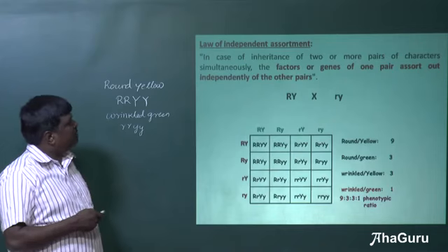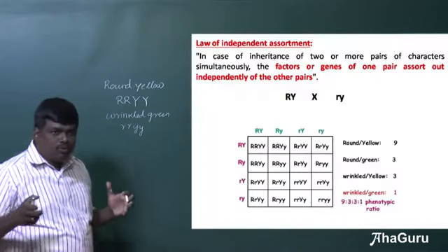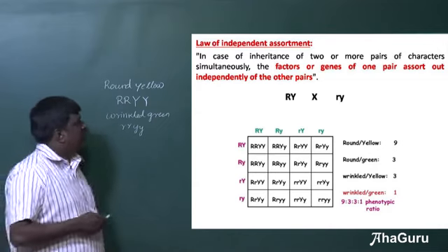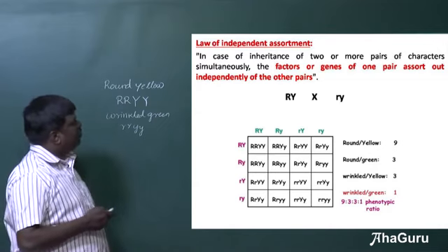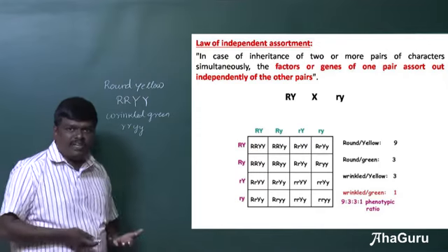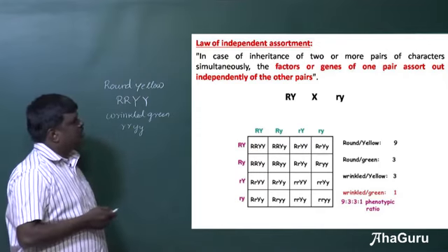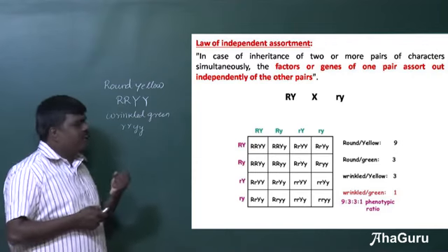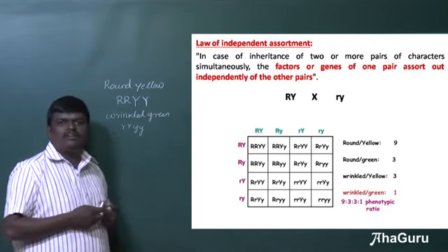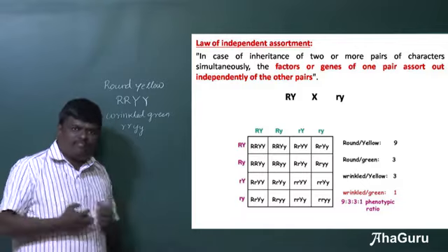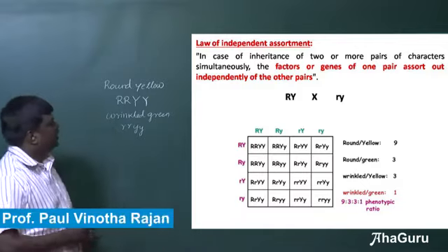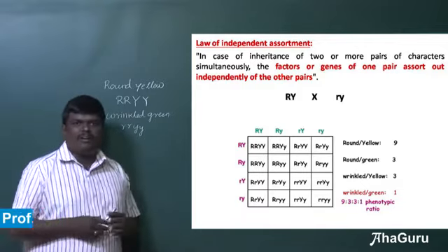So, this law explains that when two contrasting characters are involved in the expression of the characteristics, factors or genes of one pair always assort independently of the other pair. That means they will fight to get expressed in the next generation. That is what it means. This is about the law of independent assortment.